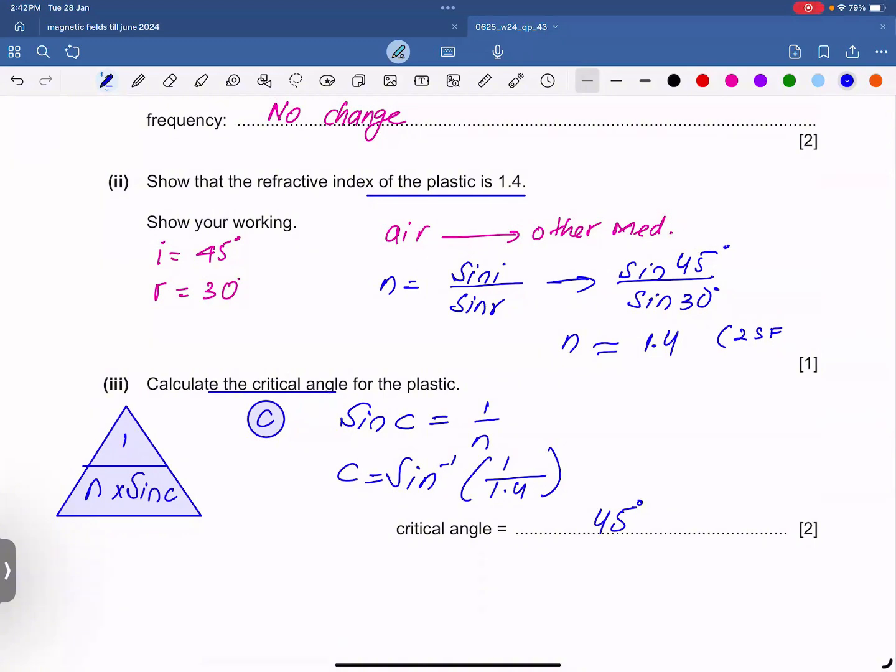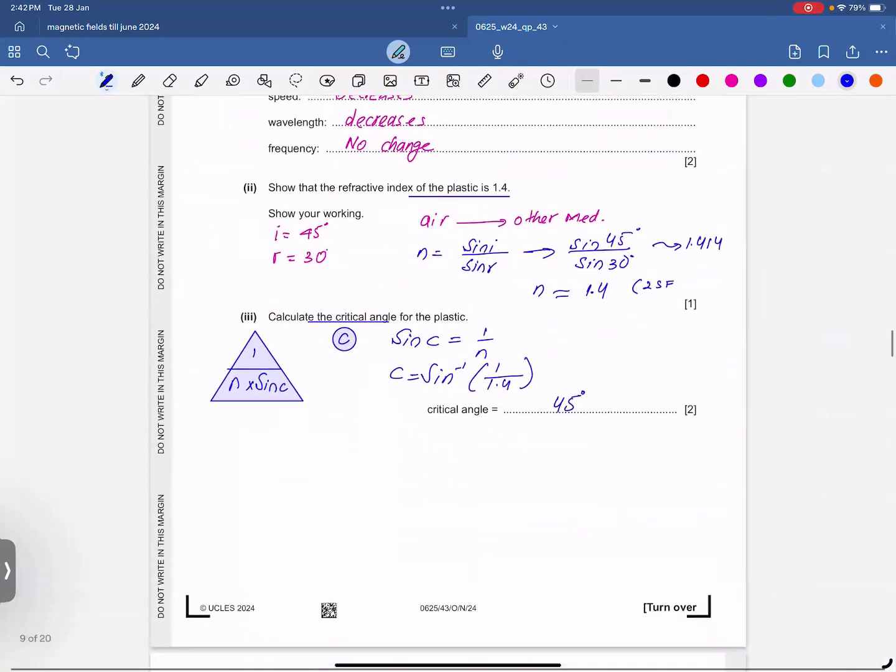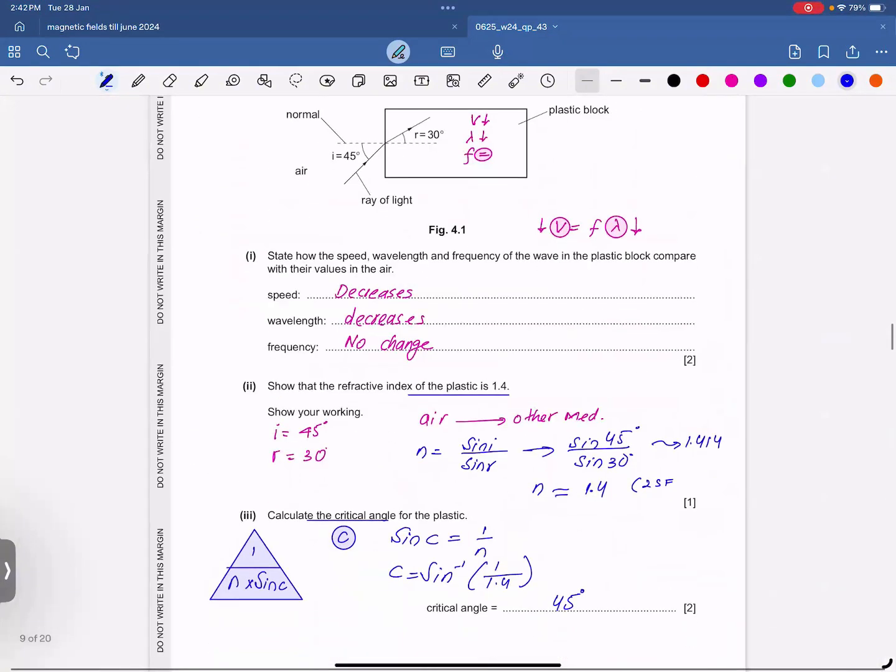So let's go to the next question. That was the unrounded answer, 1.414. Okay, with that, part A is completed. We proceed to the next part.